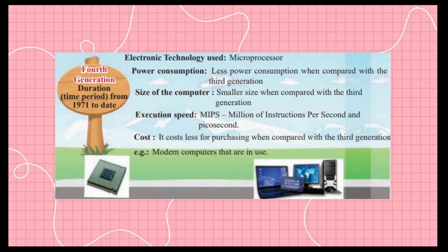In the fourth generation, microprocessor was the electronic technology that was used. When comparing with the third generation, the power consumption is less, and also the size is smaller. Execution speed was measured in millions of instructions per second and picoseconds. The cost, it cost less for purchasing when compared with the third generation. As examples, modern computers that we are using.